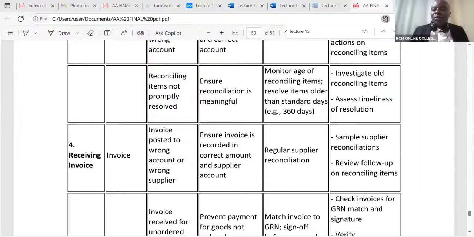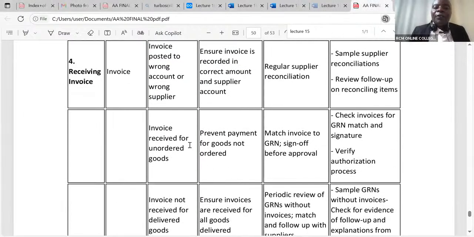What else could go wrong? So many things can go wrong. Invoice received for unordered goods, especially when there is collusion. So if we have a control, the control objective here, if we don't want to get into this problem, will be to prevent payment for goods not ordered. Ladies and gentlemen, as an accountant, what are you doing? Because you as an accountant, as a CFO, you're the one who is going to put in controls. The very best control activity will be to match invoice to goods received note.